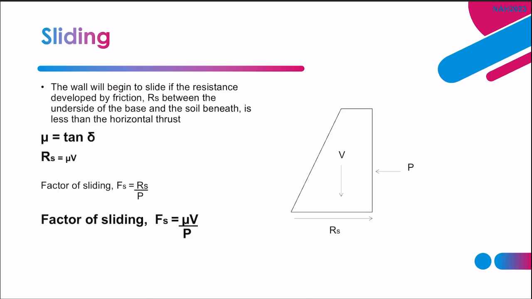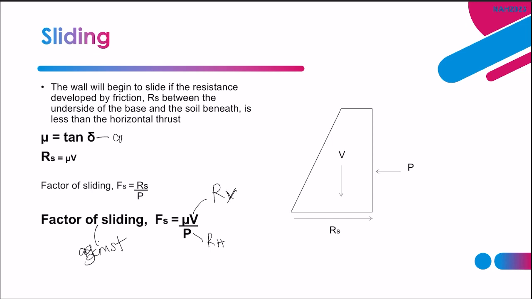Next is factor of safety against sliding. For this one, FS, or factor of safety against sliding, equals mu. Mu has no other name, multiplied by RV, or V here, divided by P. P is the lateral thrust, or RH. We can call it like that. And this one is RV. Mu is equal to tangent delta.